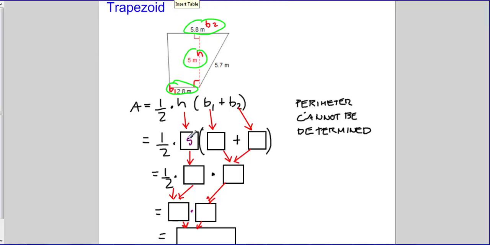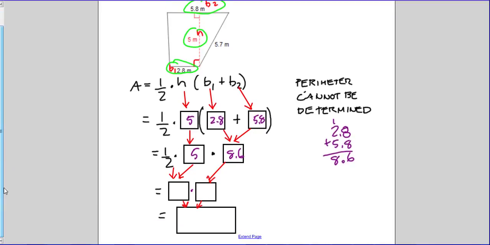So replace h with 5, b sub 1 with 2.8, and b sub 2 with 5.8. Now we do what's in the parentheses, 2.8 plus 5.8. Bring down your decimal point. Carry the 1, that's 8.6. So replace the sum here with 8.6. Bring the 5 down. That's what I'm saying with the arrow. Now I'm going to take half of 5. Well, half of 5 is 2.5. And then bring down the 8.6.